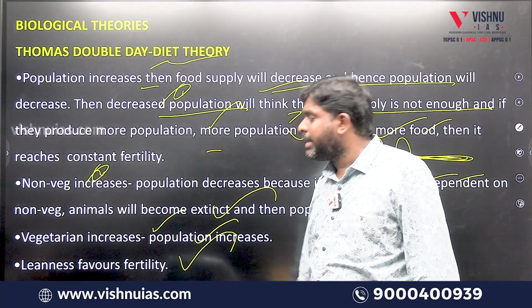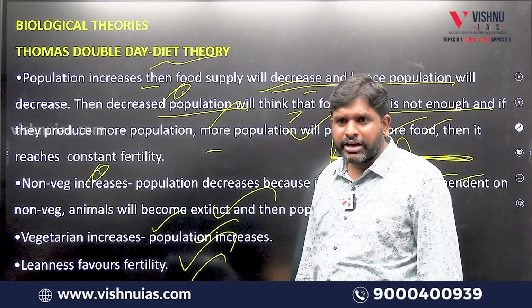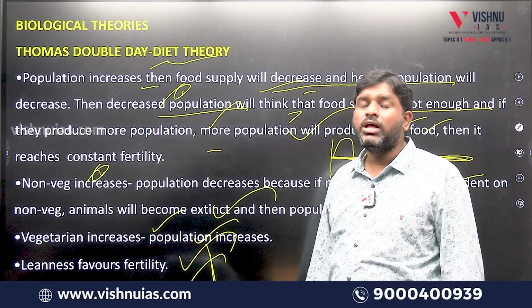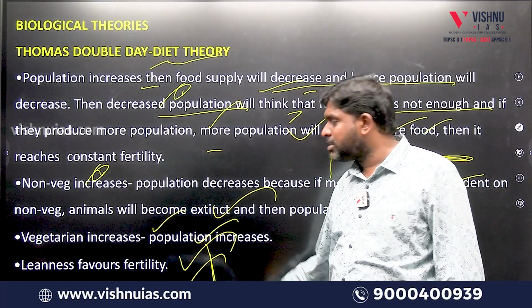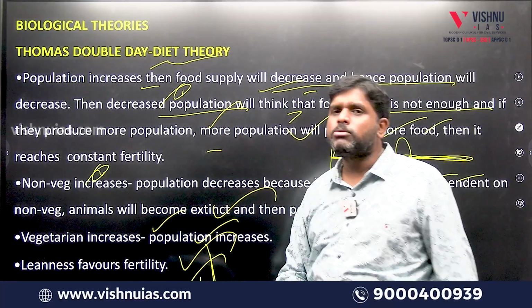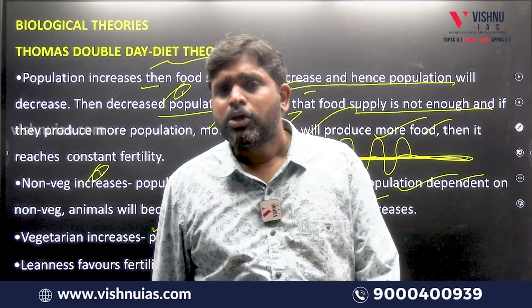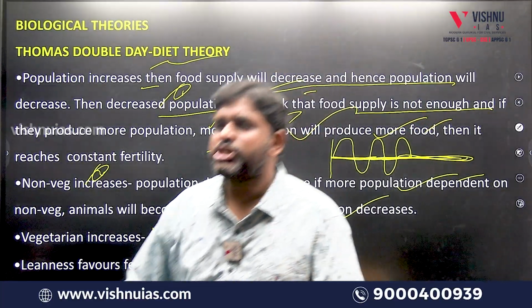Leanness favors fertility and fatness reduces fertility. This is another statement which he told. Leanness favors fertility and fatness reduces fertility. These are Thomas Doubleday's diet theory. So, four explanations he gave.